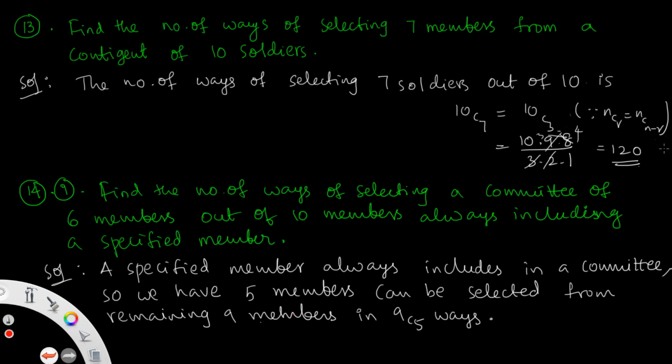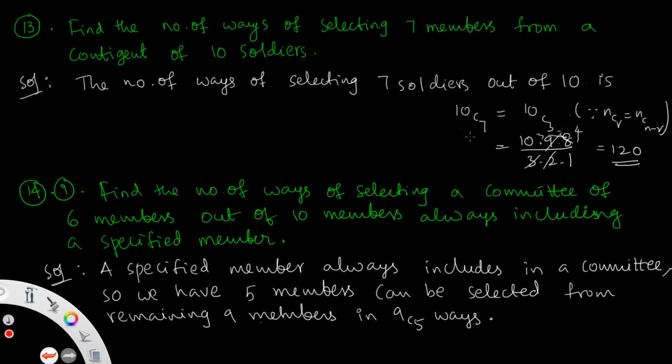That is 10C3. 10C3 is nothing but 10 into 9 into 8 divided by 3 into 2 into 1. The numerator is 10P3, the product of 3 terms decreasing from 10, divided by the product of the first 3 natural numbers, 3 into 2 into 1. That gives 120 ways.